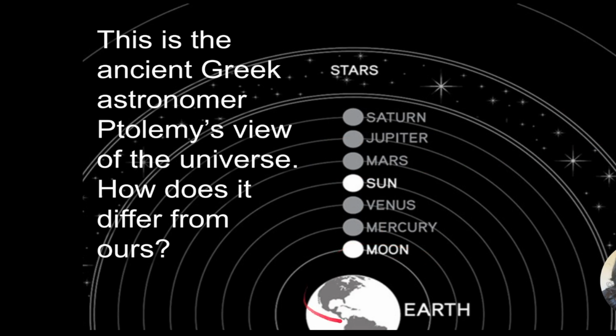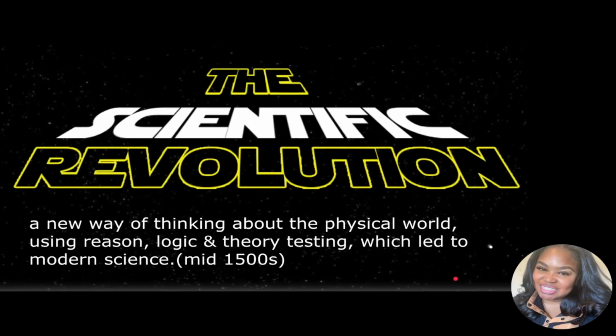So in this picture here, he has Earth at the center and then all of the planets, including the sun, orbiting the Earth. How does that differ from our current view? Hopefully you said that instead of the Earth being the center of the universe, the sun is the center of the universe. The scientific revolution simply is a new way of thinking about the physical world using reason, logic, and theory testing, which led to modern science.